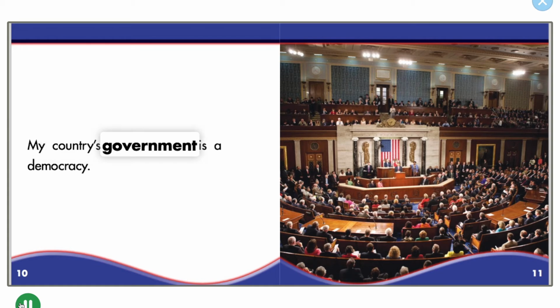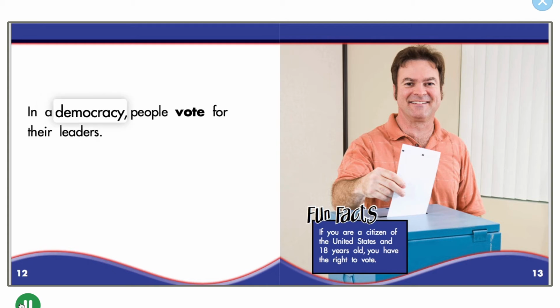My country's government is a democracy. In a democracy, people vote for their leaders. Fun facts. If you are a citizen of the United States and 18 years old, you have the right to vote.